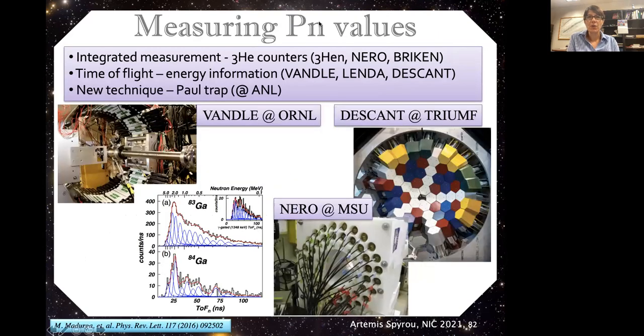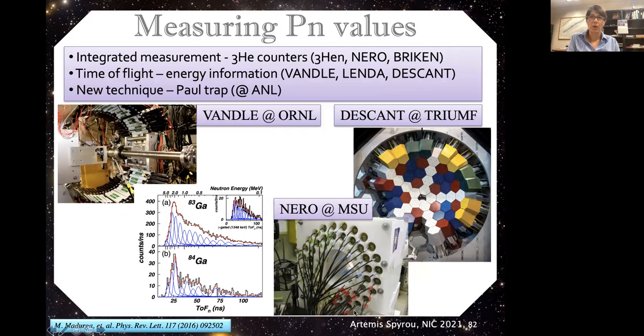So to measure those Pn values, you can do two things. One is you can integrate over the energy and just say beta-delayed neutron emission is 5%, and that's it, just one number. Or you can get information about the intensity as a function of excitation energy.